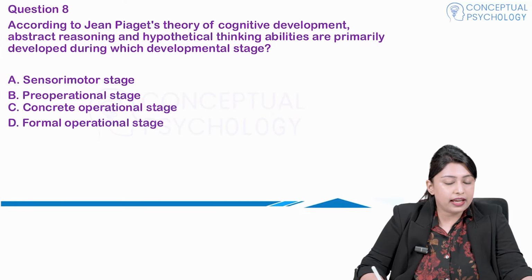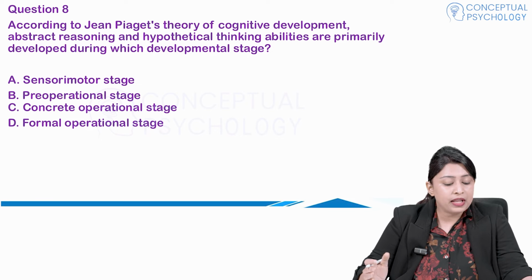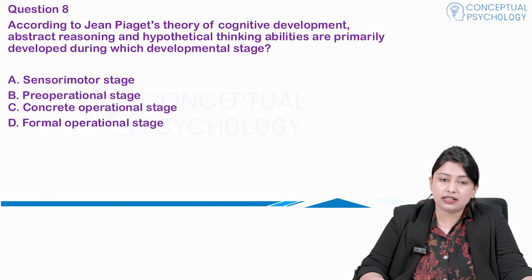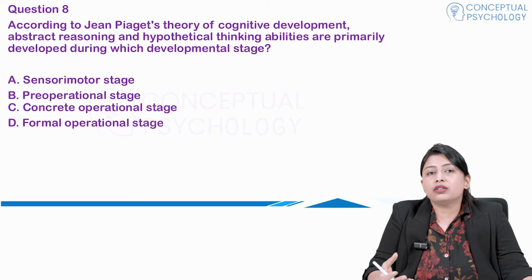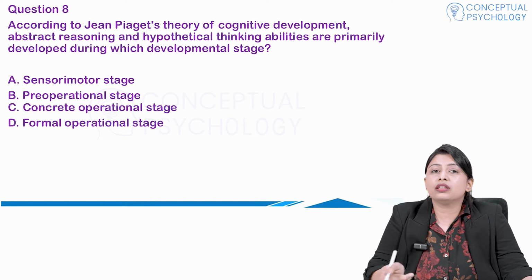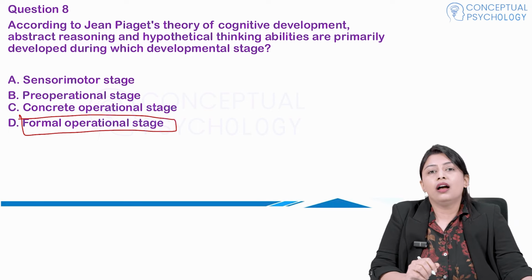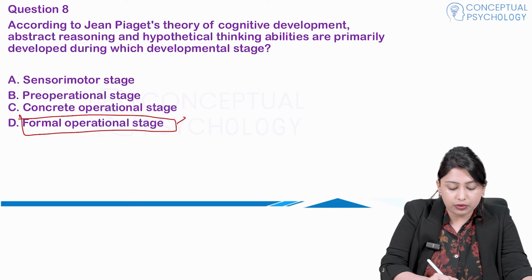Okay, let's get on to the next question, which says, according to Piaget's theory of cognitive development, abstract reasoning and hypothetical thinking abilities are primarily developed during which developmental stage? A. Sensorimotor, B. Preoperational, C. Concrete operational, and D. Formal operational. So, according to Piaget's theory, abstract reasoning develops during the formal operational stage. This is the stage which is approximately 11 years to adulthood.